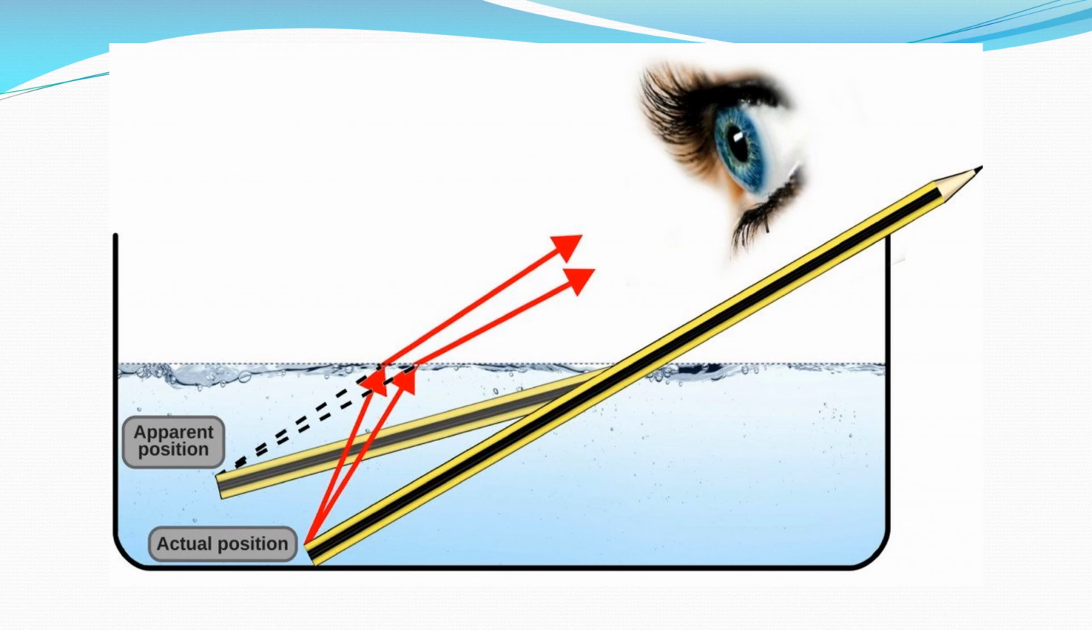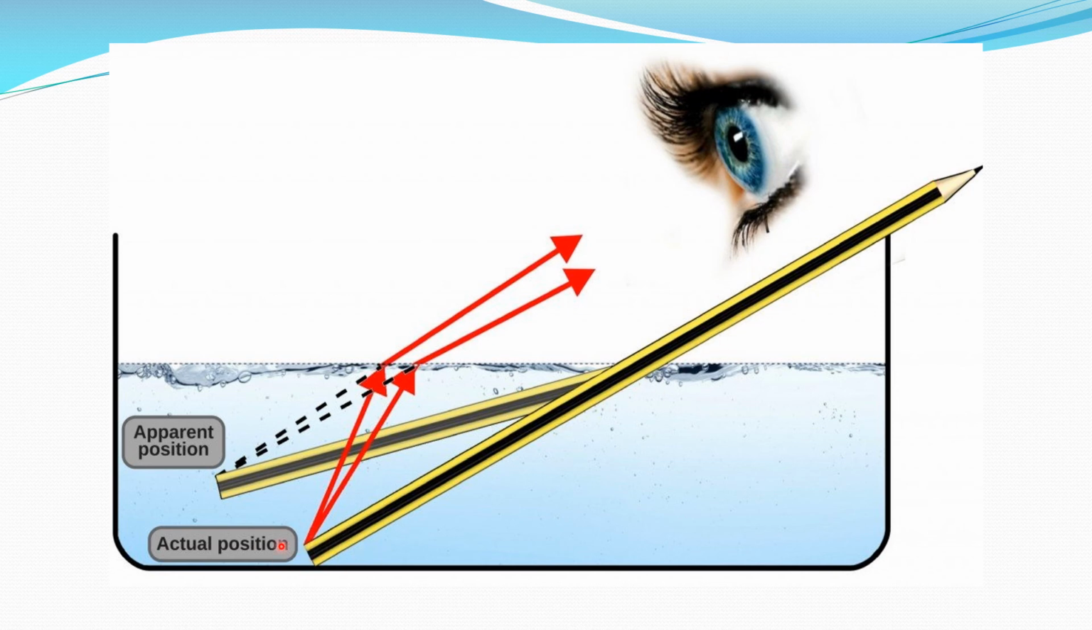Coming back to the first images that we looked at, like the spoon and the cup, and seeing that it looked like it was bent or broken up. Why does that actually happen? Well, this is a simplified picture of why we perceive things to look like they've been bent when they're in water or whatever. It's because our eyes always perceive light as traveling in straight lines. So this is the actual position of the pencil, obviously.